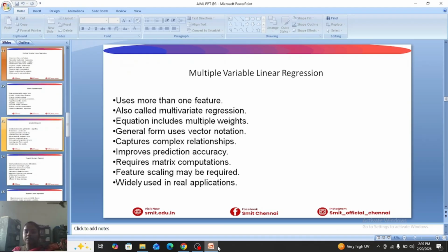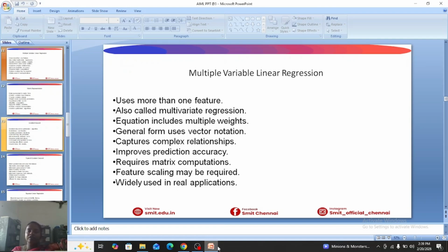The equation includes multiple weights. The general form uses vector notation, captures complex relationships, improves prediction accuracy, and requires matrix computation. Feature scaling may be required. It is widely used in real applications. The cost function is J of b equal to 1 by 2n summation of (y minus y cap) the whole square.